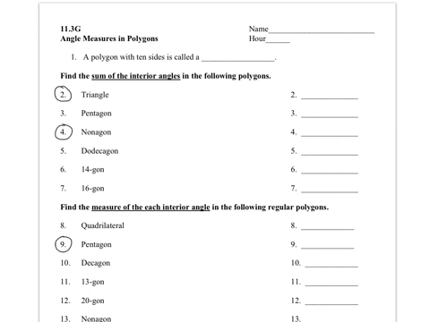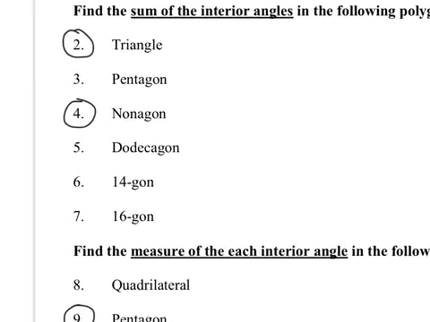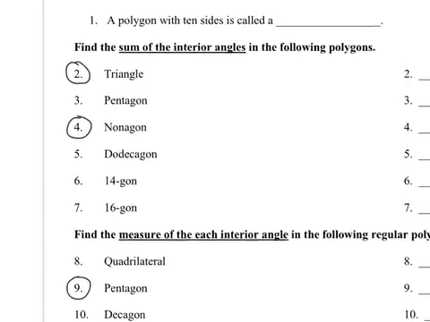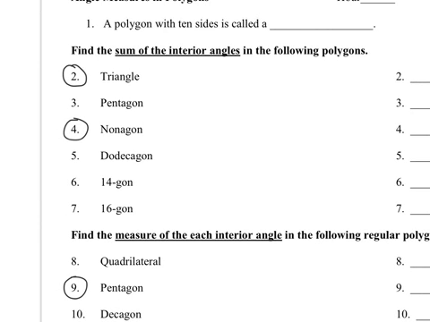Okay, this video is for 11.3G, angle measures in polygons. So for the most part on this worksheet, we're going to be talking about the interior angles of polygons and different polygons with different numbers of angles. So it could be a triangle, it could be a square or a pentagon, and you can see the list of these here. Lots of different polygons, and we want to talk about what those interior angles add up to as a whole. And we want to talk about, in some of the problems, what each individual angle in these polygons is going to be.